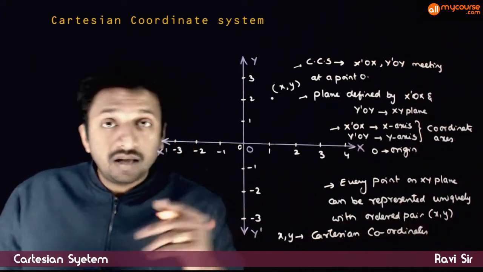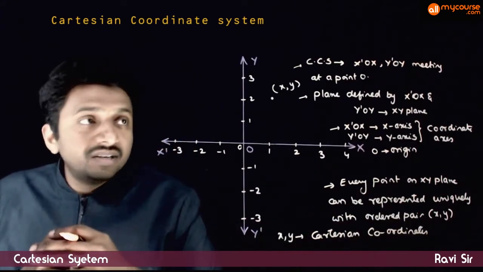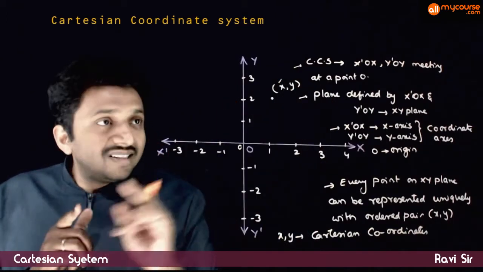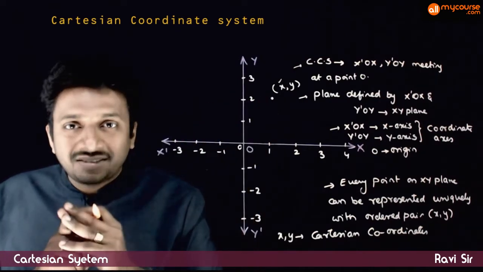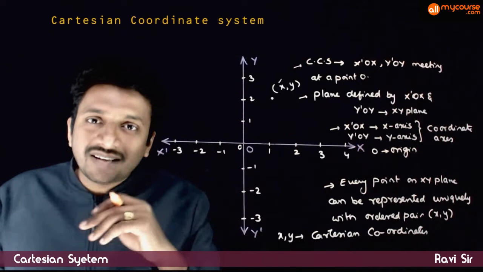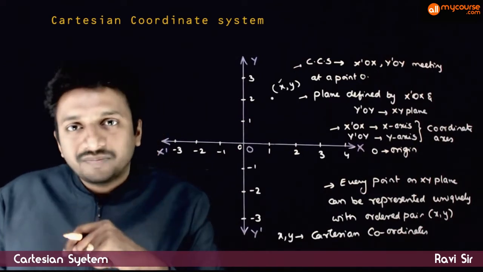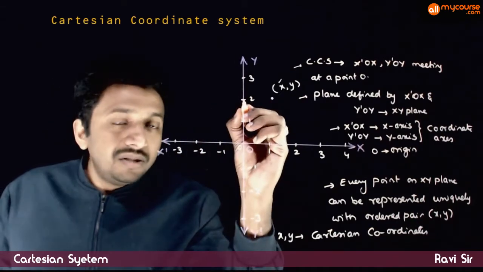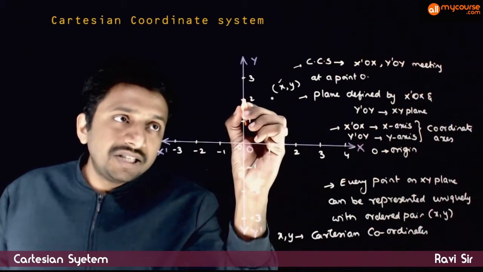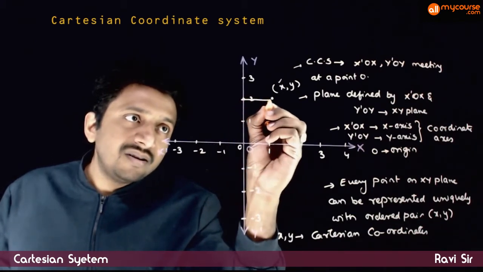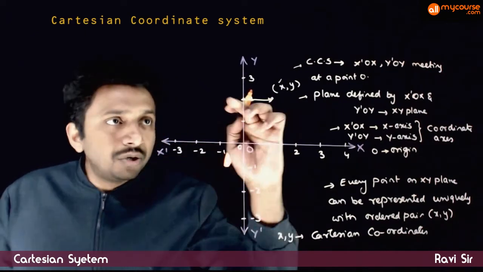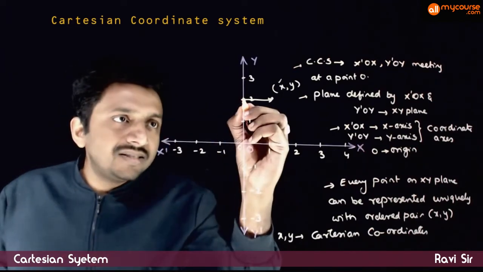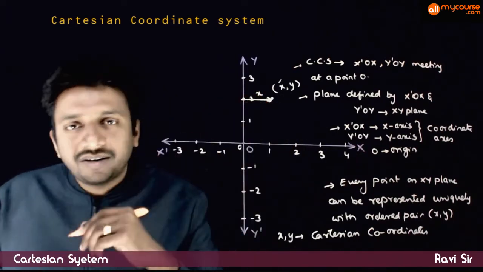And what is the definition of Cartesian coordinates? The definition of the x coordinate is the distance of the point from the y-axis, measured in the direction of the x-axis. That is, you go from the y-axis and measure the distance of this point from the y-axis in the direction of the x-axis. You should not go in any other direction. You should go in the direction of the x-axis. So this distance is called the x-coordinate.